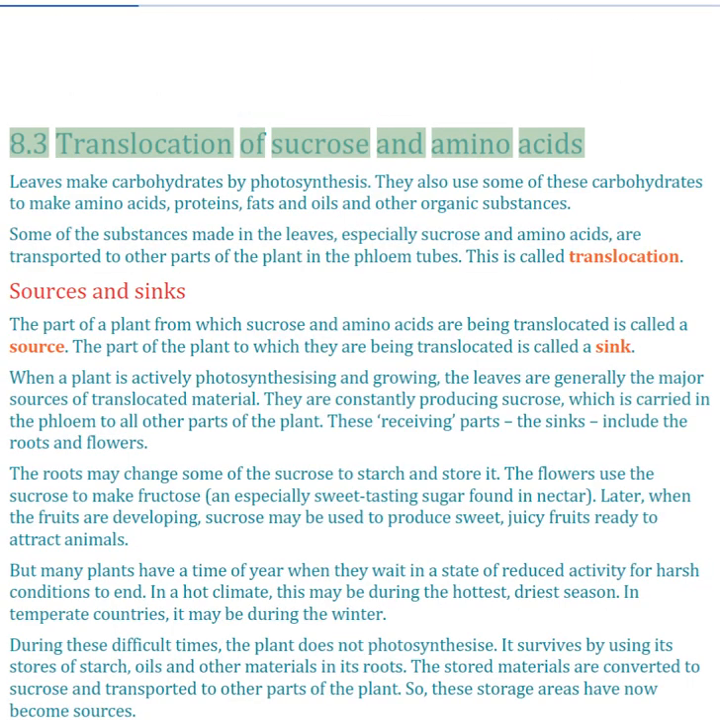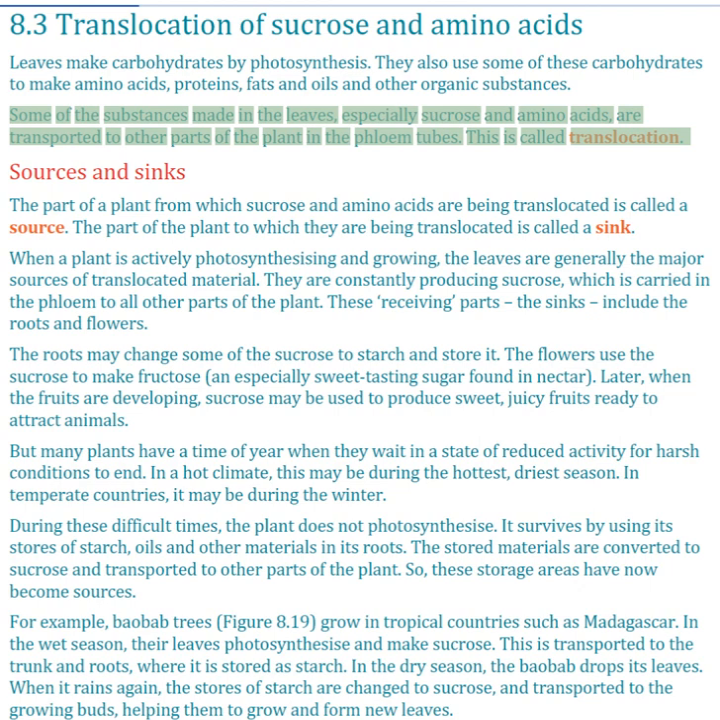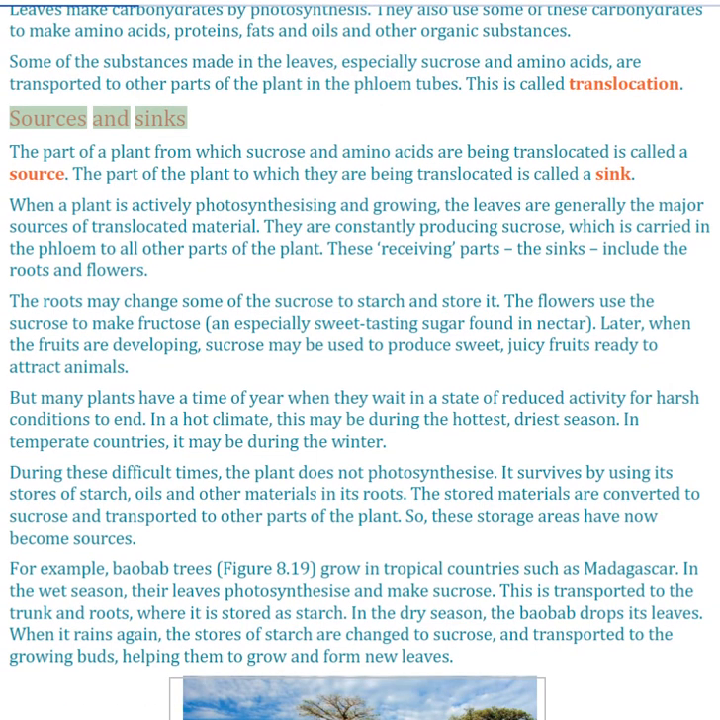8.3. Translocation of sucrose and amino acids. Leaves make carbohydrates by photosynthesis. They also use some of these carbohydrates to make amino acids, proteins, fats and oils and other organic substances. Some of the substances made in the leaves, especially sucrose and amino acids, are transported to other parts of the plant in the phloem tubes. This is called translocation.